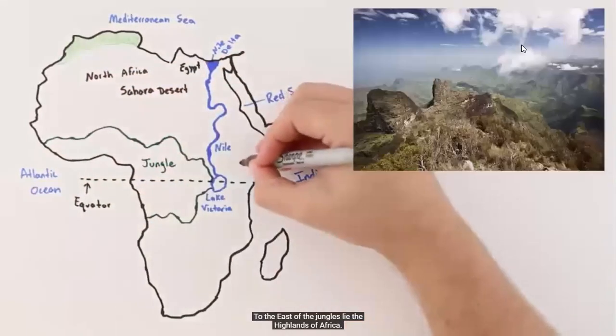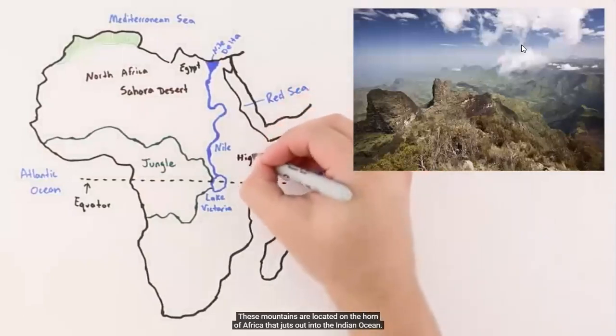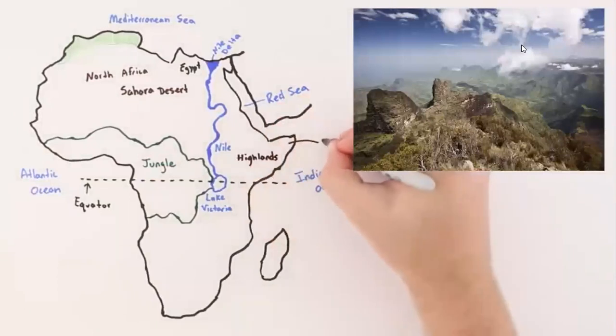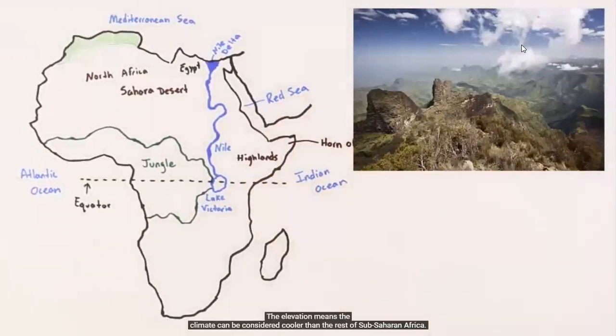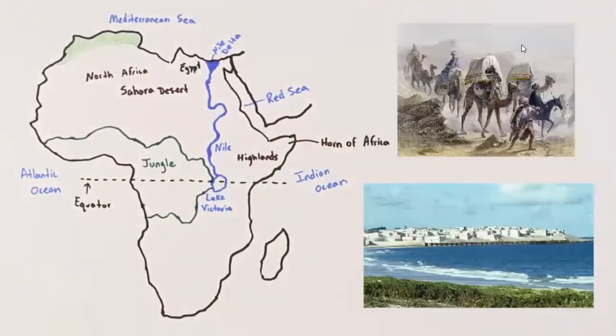To the east of the jungles lie the highlands of Africa. These mountains are located on the Horn of Africa that juts out into the Indian Ocean. This range is the largest continuous mountain range in the continent. The elevation means the climate can be considered cooler than the rest of sub-Saharan Africa. There are flatter plateaus along the coast that help tie this region to the Middle East and India through trade.